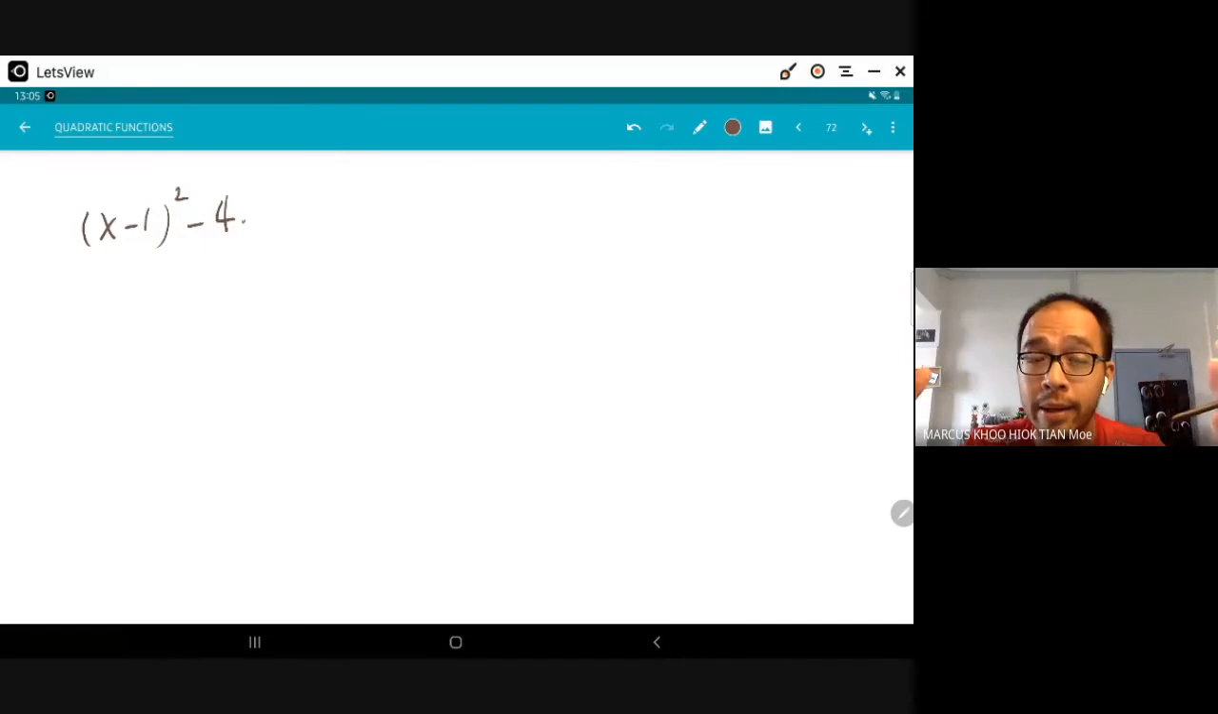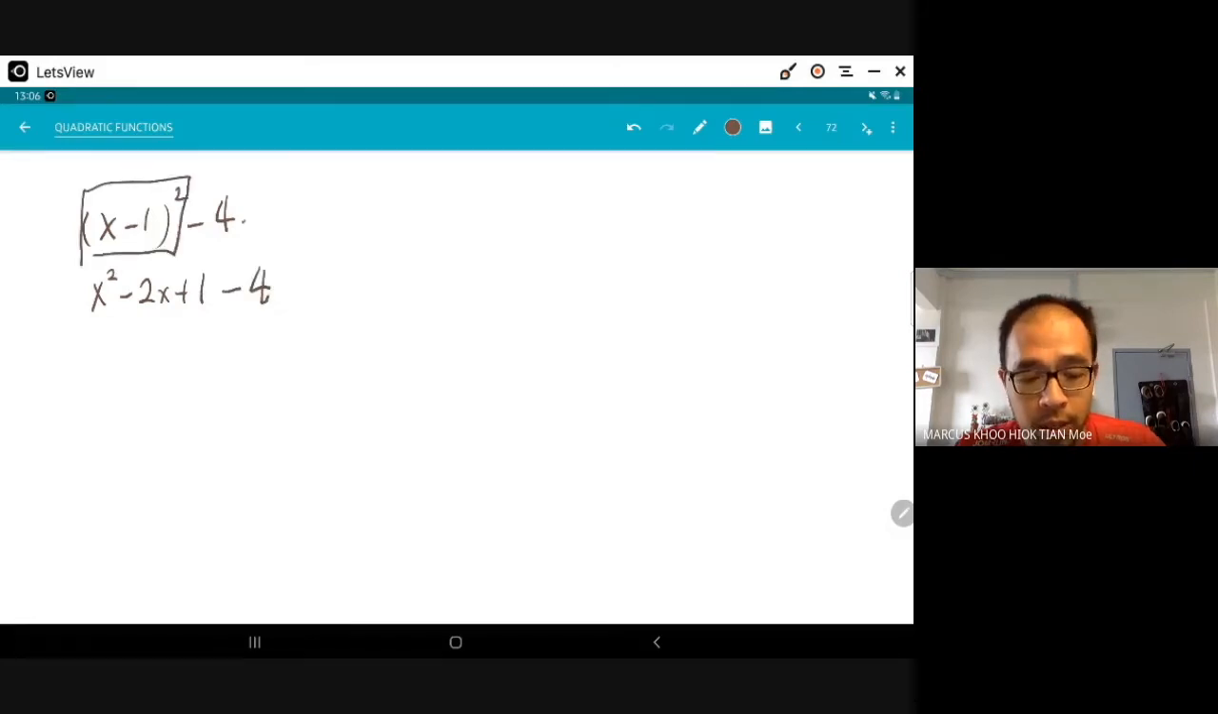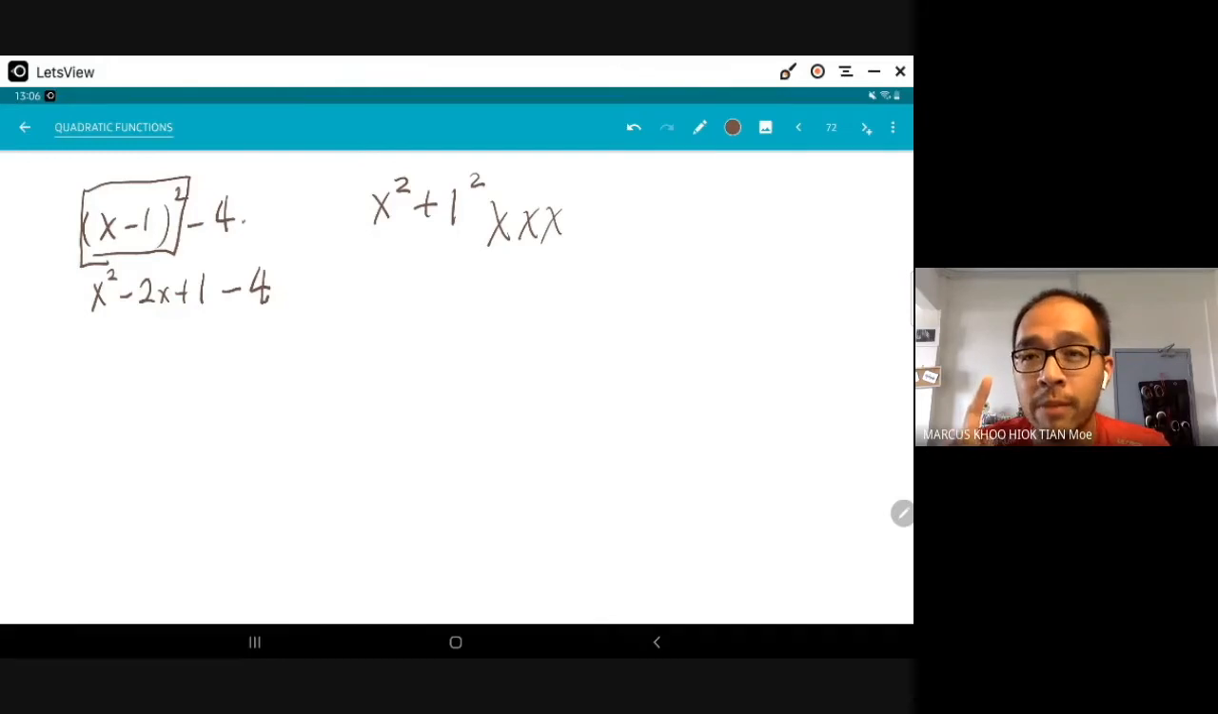We expand. Okay, and that's why now you see why in January I kept saying we have to know how to expand properly. So this will be x squared minus 2x plus 1 minus 4. Okay, people, if until today you still expand this as x squared plus 1 squared, be very careful. This is now forbidden. In additional mathematics law, this is forbidden. You should not be making this kind of noob mistake. Okay, please do it like this.